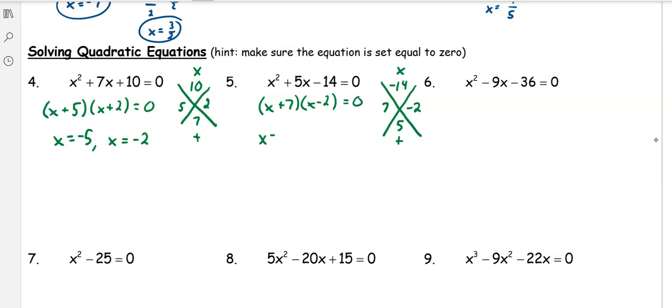When we switch our signs, we get x is equal to -7 and x is equal to 2. Make sure when you're factoring, you show both steps. You show your factored form and you show your solutions at the end.